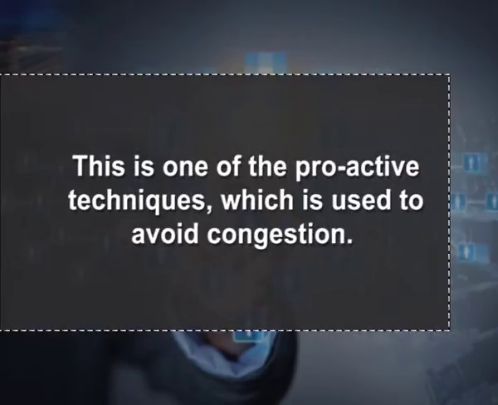Another technique to avoid congestion is slow start, a proactive technique. This is one of the proactive techniques which is used to avoid congestion. In the original implementation of TCP, as soon as a connection was established between two devices, they could each go hog wild, sending segments as fast as they liked, as long as there was room in the other device's receive window. In a busy internet, the sudden appearance of a large amount of new traffic could aggravate any existing congestion.